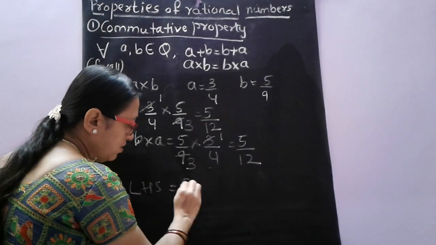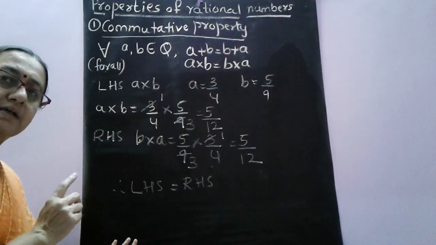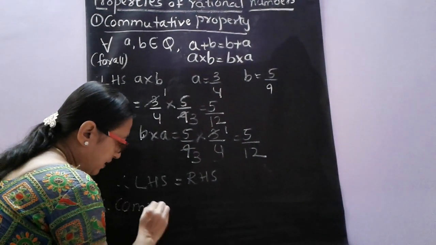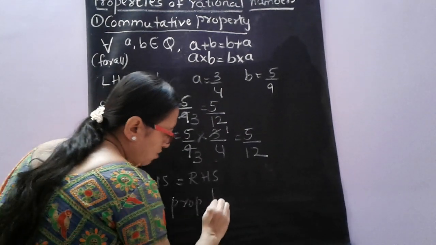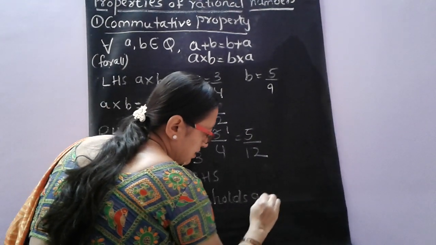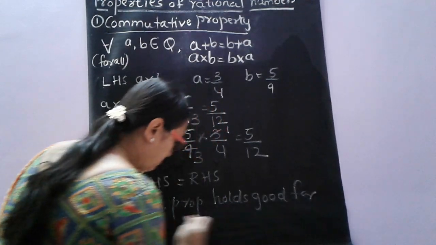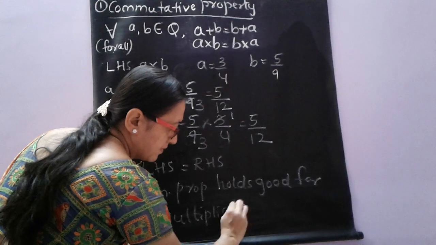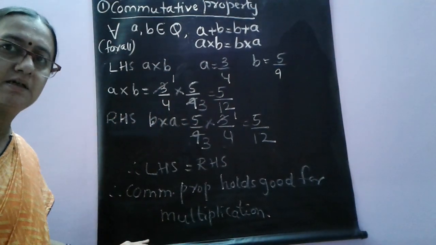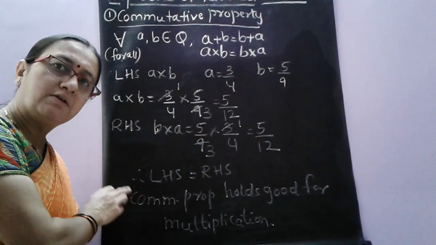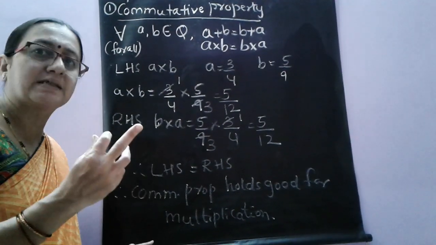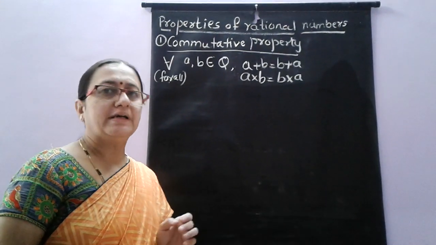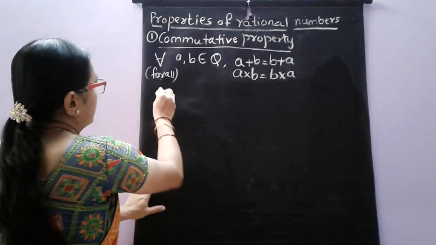LHS equal to RHS. When it is equal, then what we can conclude here? Commutative property holds good for multiplication. Yes. So this is how we can verify here. Now let us try one example even for division. Now let us try one example for division also.